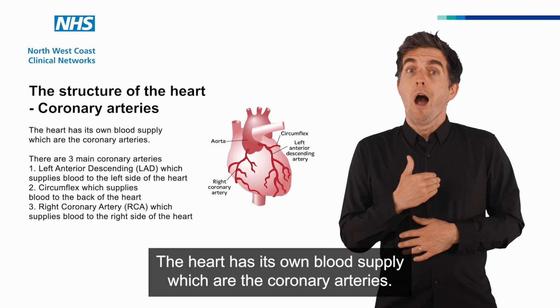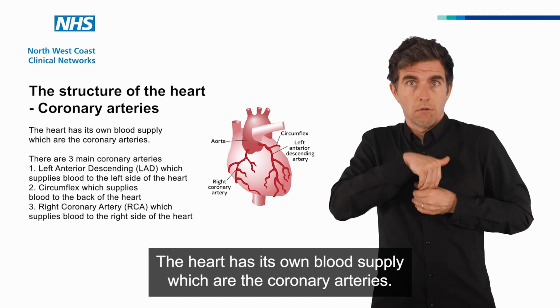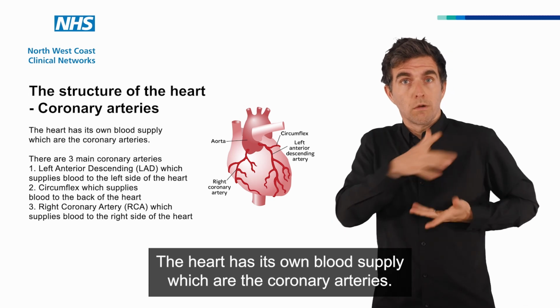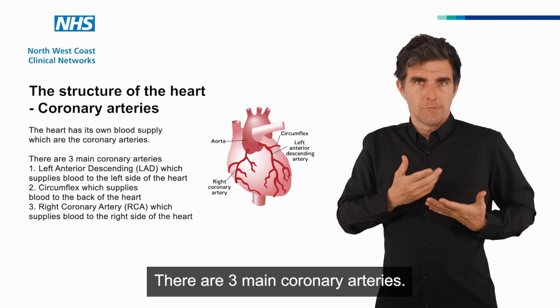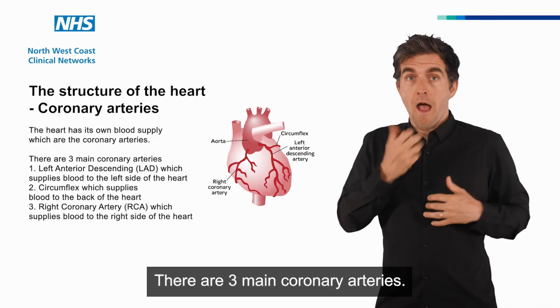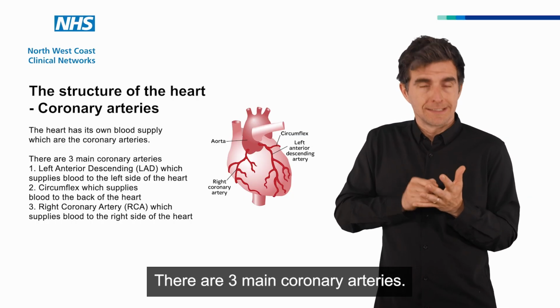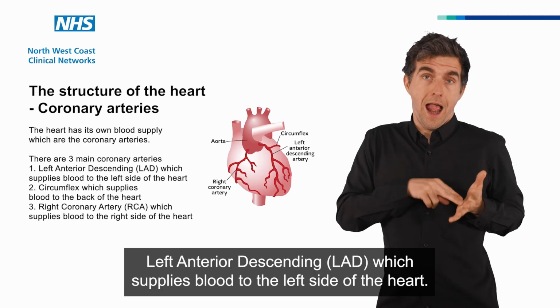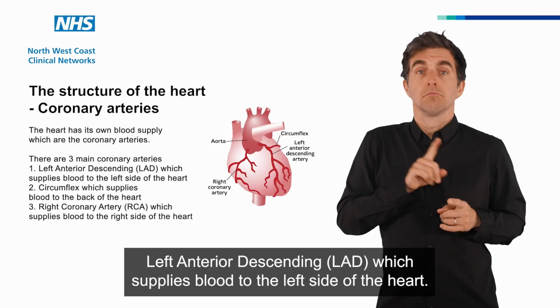The heart has its own blood supply, which are the coronary arteries. There are 3 main coronary arteries. Left anterior descending, LAD, which supplies blood to the left side of the heart. Circumflex, which supplies blood to the back of the heart. Right coronary artery, RCA, which supplies blood to the right side of the heart.